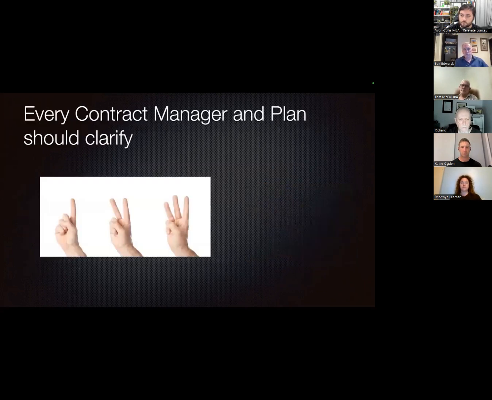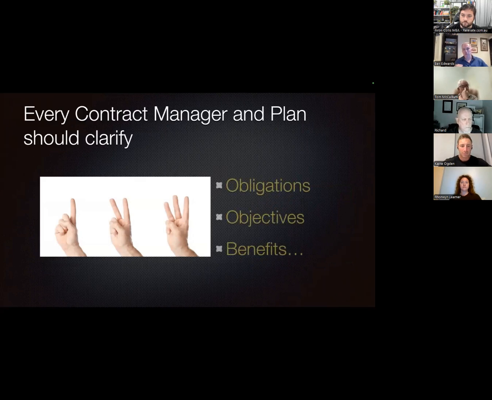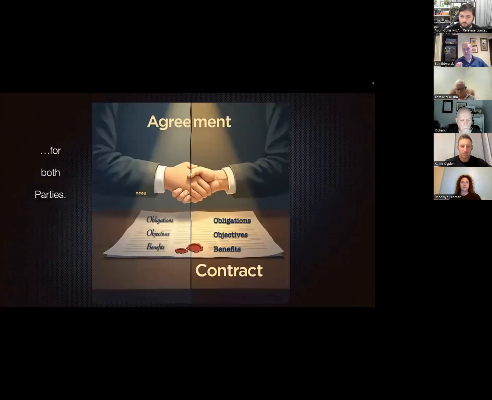So generally we come down to those three things. Every contract manager or lead on the contract, and a contract management plan, should clarify those three things: obligations, objectives, and benefits. If you focus on those three things, then you're a long way in front. But having said that, that's for both parties. The client's obligations are different from the contractor's, as well as the objectives and benefits.